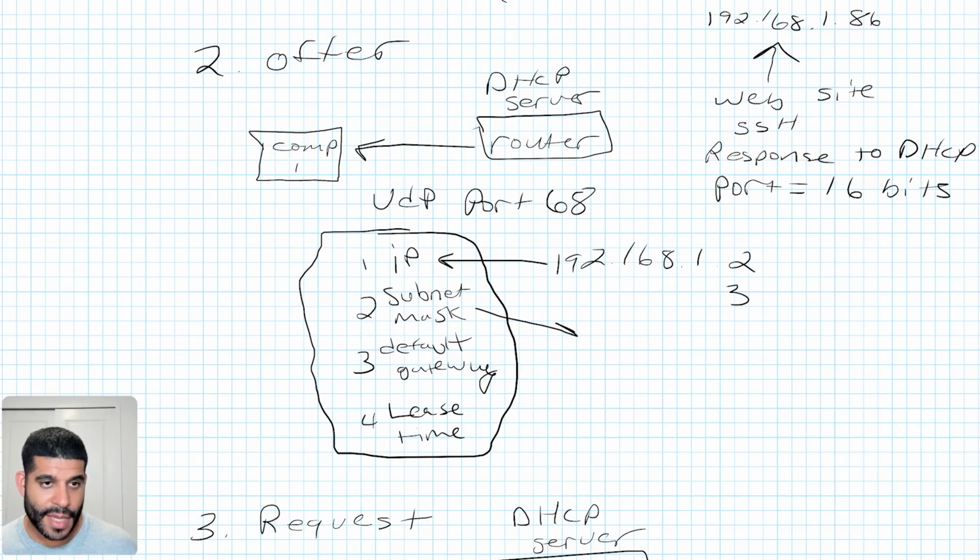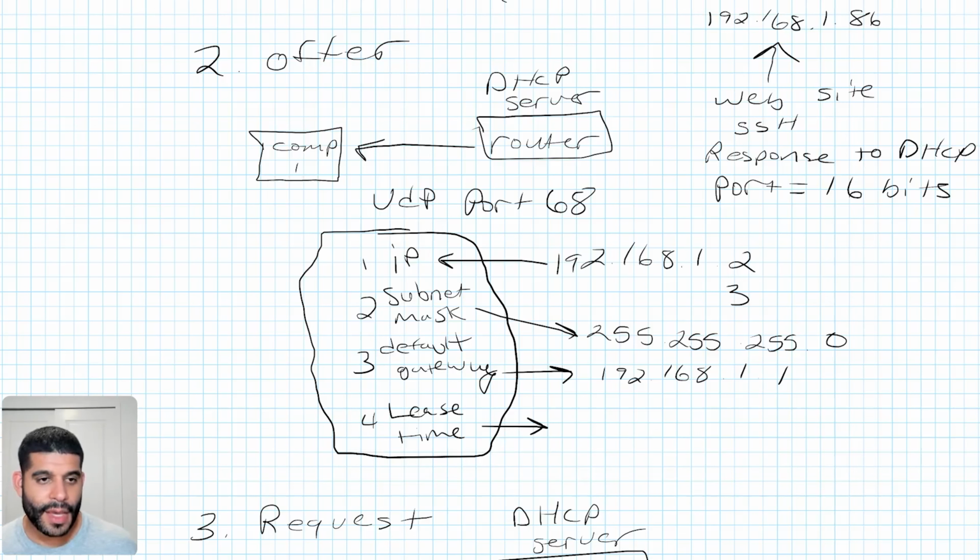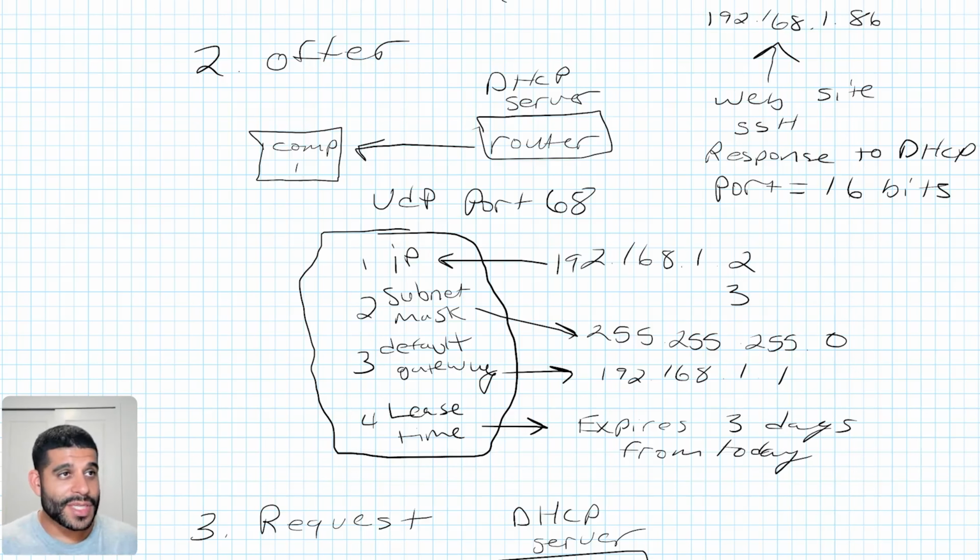Now the subnet mask, of course, is going to be 255.255.255.0. Our default gateway is going to be 192.168.1.1. And then our lease time can be, hey, your lease expires 3 days from now. So when it receives this offer, you can pick between 2 different IP addresses, and those have the same subnet mask, default gateway, and lease time. Everything is the same, except you can choose between 2 different IP addresses.